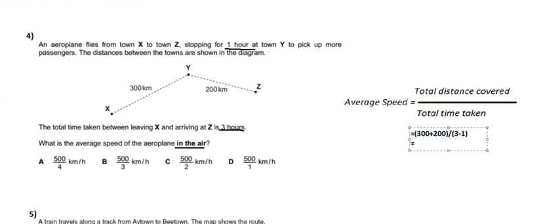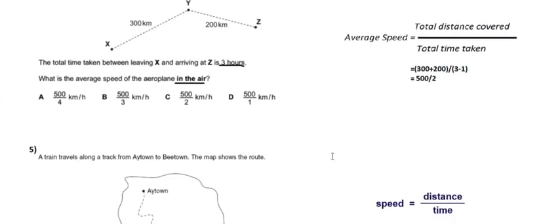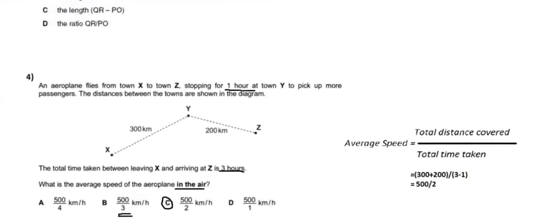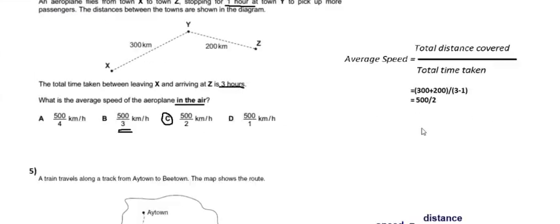Now you can see this is nothing but 500 divided by 2. So the average speed is total distance covered divided by total time. Total distance covered is 300 plus 200, total time taken is 2. So you can see option C is the answer. The remaining are like 500 by 4, 500 by 3. Do not get confused with these. The total time taken is 3, but it is stopping for 1 hour, so we have to subtract that.